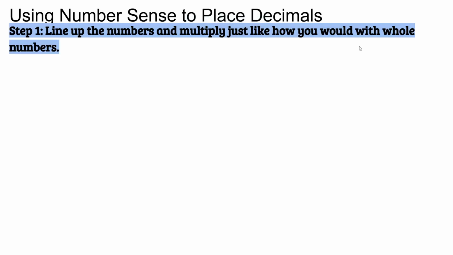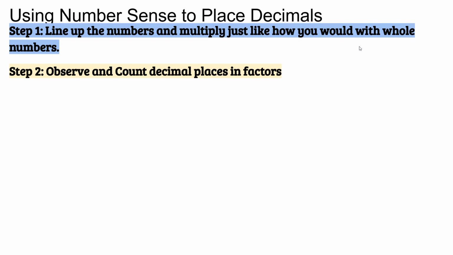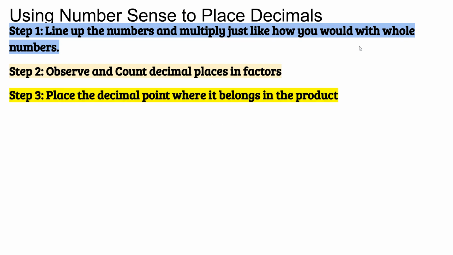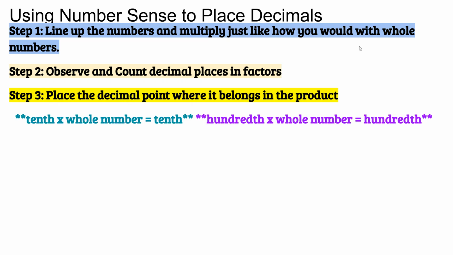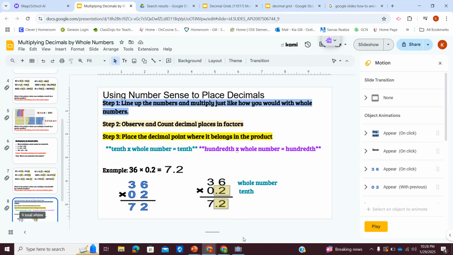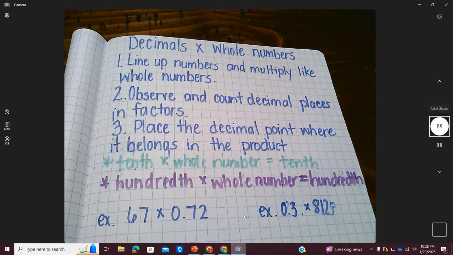So: line up the numbers, multiply like you would with whole numbers, observe and count the decimal places in the factors, and place the decimal point where it belongs in the product. Remember that a tenth times a whole number is a tenth, and a hundredth times a whole number is a hundredth. All right, so pause it, make sure you get that down. Okay, now let's move on and let's go to some examples.